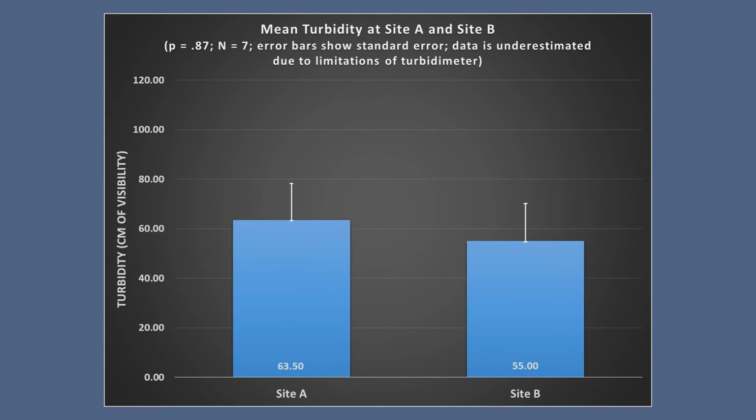This is my last graph of turbidity. The y-axis shows turbidity in centimeters of visibility, which I obtained from the transparency tube. And site A and site B are on the x-axis. These values were slightly more different than the other results, but the p-value of 0.87 indicates that these are also not statistically significant.